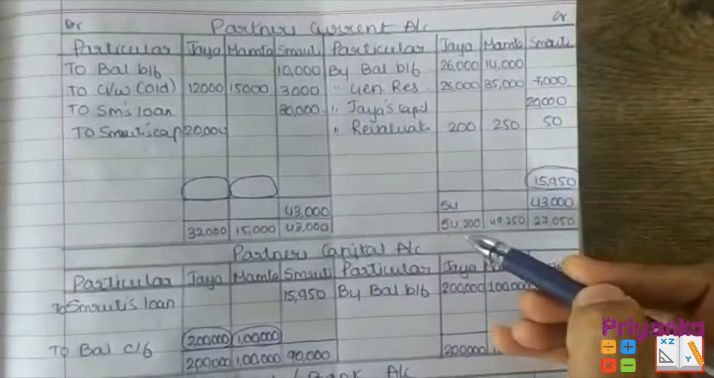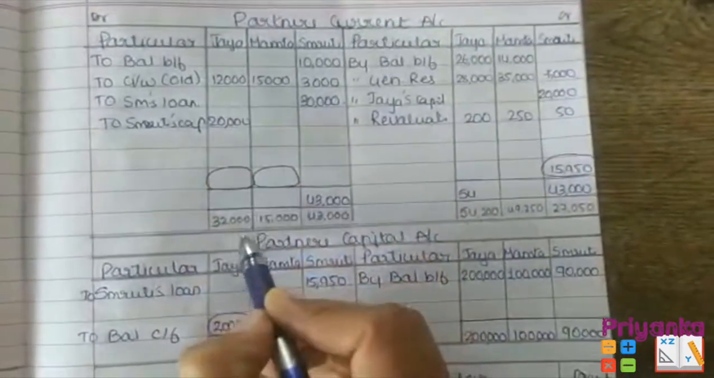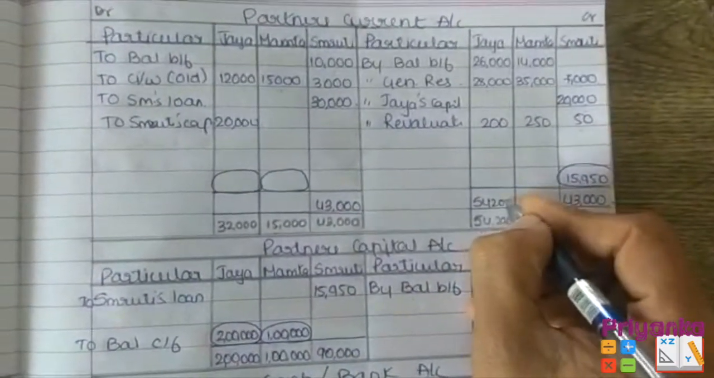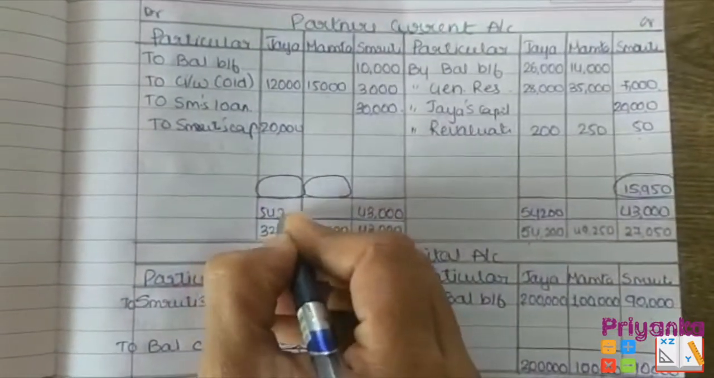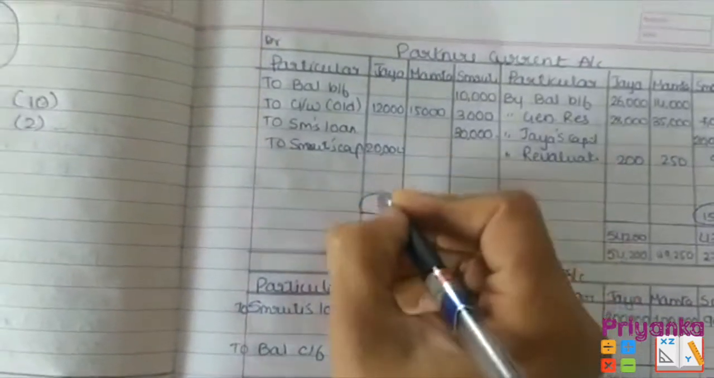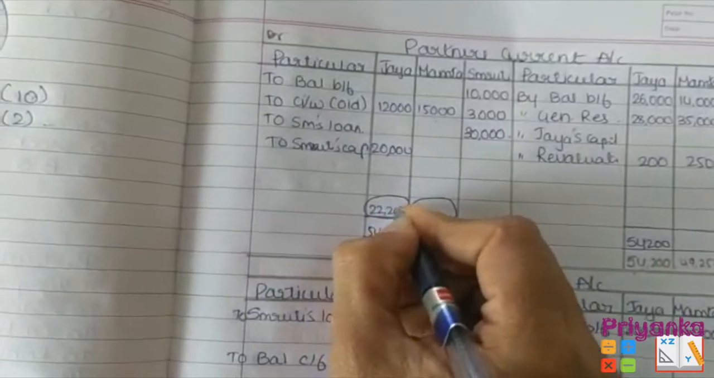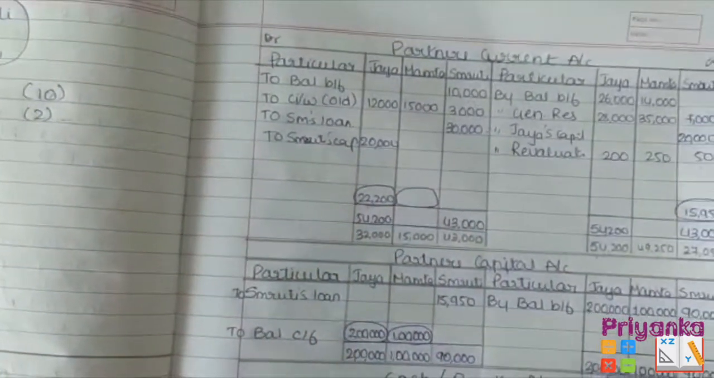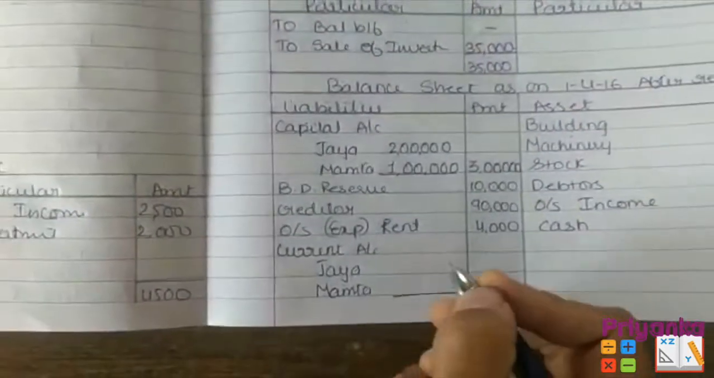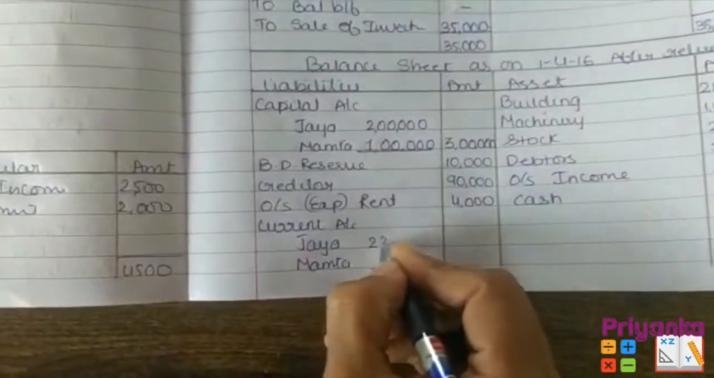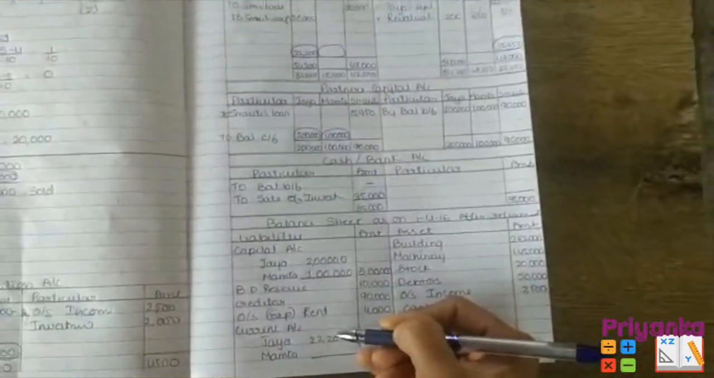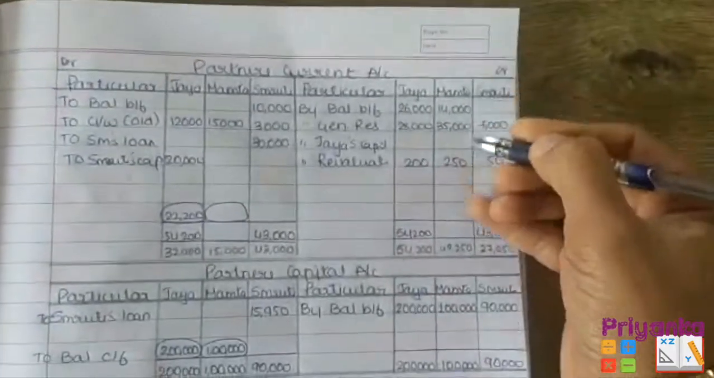तो यहाँ पे जया का है 54,200 एंड द डेबिट साइड इट इज 32,000. तो दिस नंबर विल राइट डाउन बोथ द साइड and get minus with 32,000. You will get the difference of 22,200. तो ये पार्टनर्स करंट अकाउंट का डिफरेंस which will be directly written into the balance sheet 22,200 at the same side, liability side आएंगे.